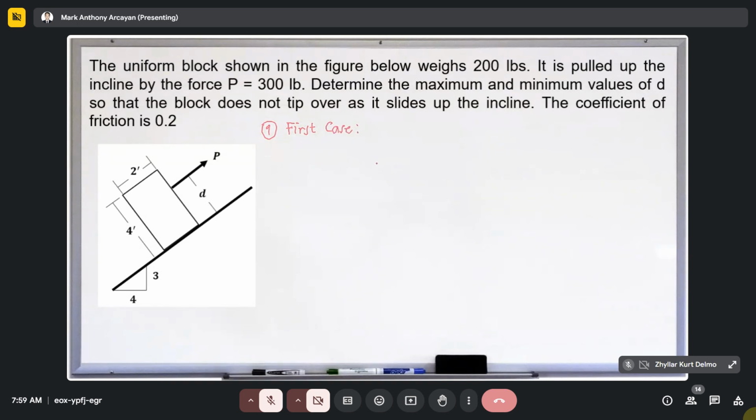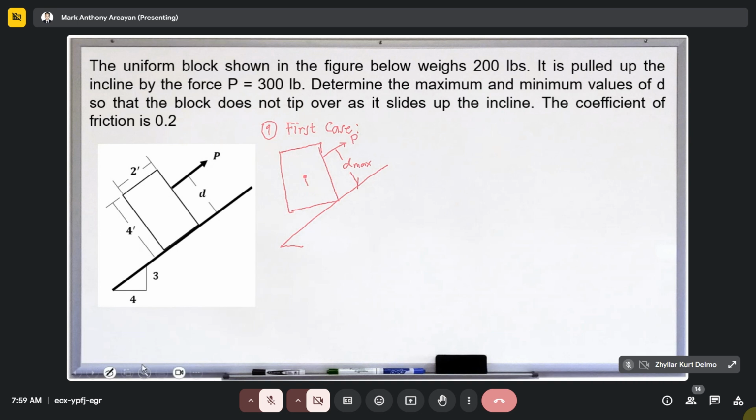First case. This is what happened for the first case. It will overturn in a clockwise direction. We have P here, and we have the distance P max. And of course, we have the weight. We have the weight here.